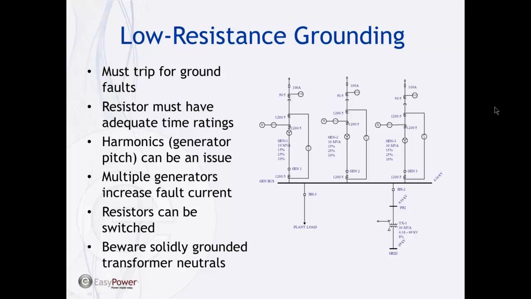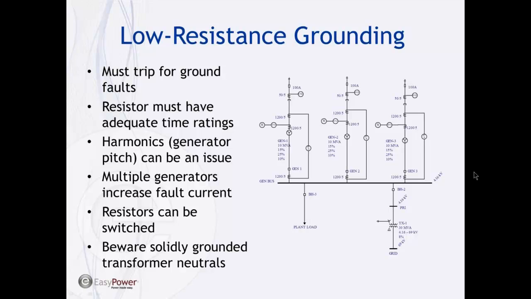It might only have a 10-second rating for faults. So if I have a certain amount of third harmonic current, I have to be concerned about if these resistors are going to be adequately rated and they can dissipate the heat on a continuous basis. With the low resistance grounding, I'm typically going to have some kind of an overcurrent relay here, and that's going to be used to trip off the generator, and hopefully something out here will trip first depending on where the fault is.